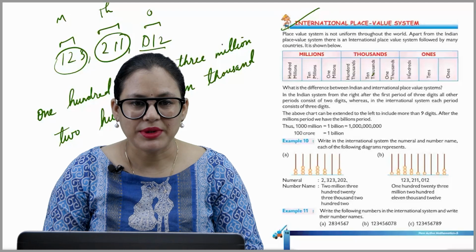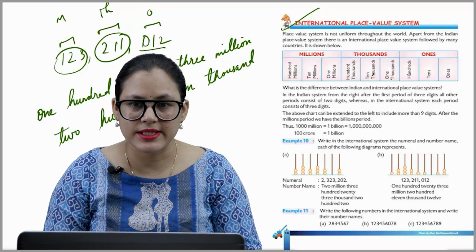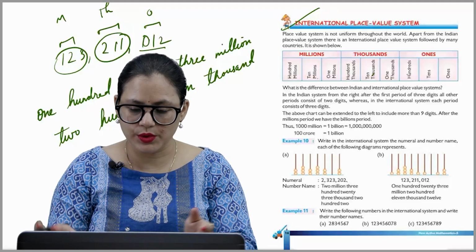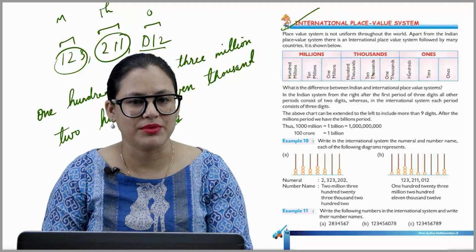Now example 11, write the following numbers in the international system and write their number names. Here also you have to write their number names, right?